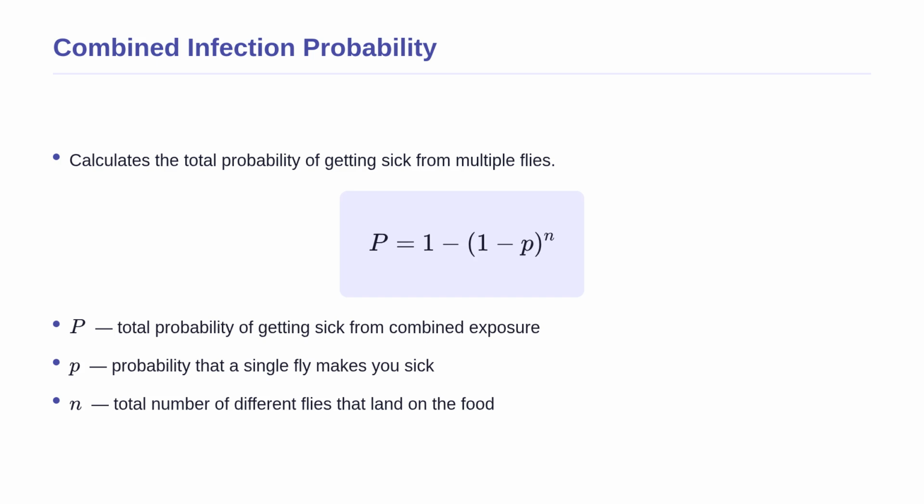As the number of flies, n, increases, the term being subtracted becomes smaller, which physically means your overall probability of getting sick, capital P, grows rapidly.